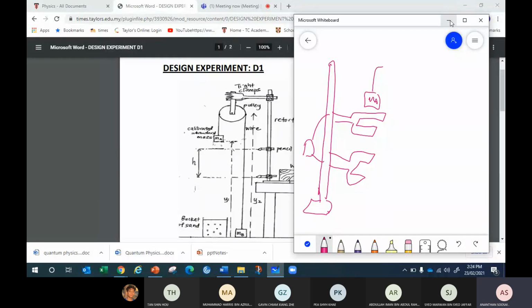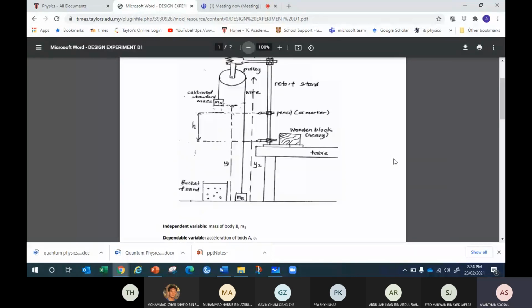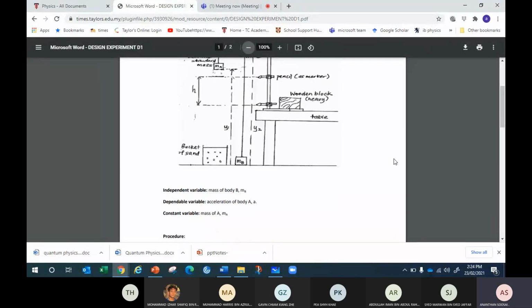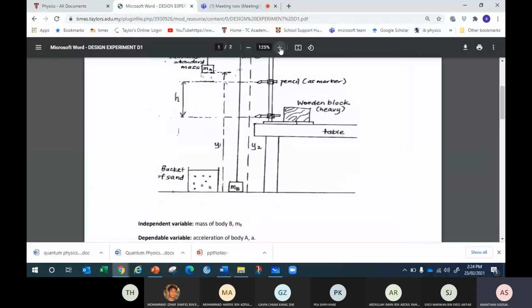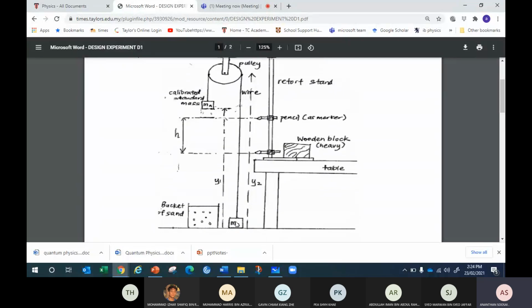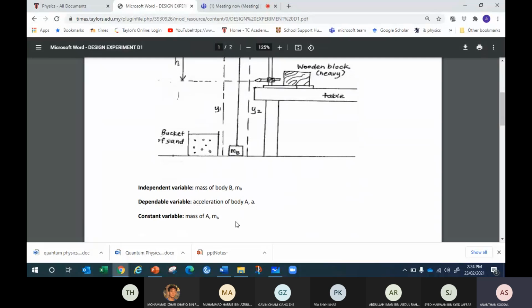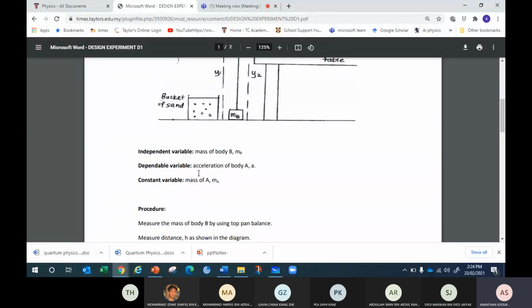So how do you write it? First, it's just one example. You can take a picture of this. I already posted this in the Times, so you can view it later. So first you write independent, dependent, and variable to be kept constant. The mass of MB is to be varied. Dependent is the acceleration of A. Variable to be kept constant is the mass of A.